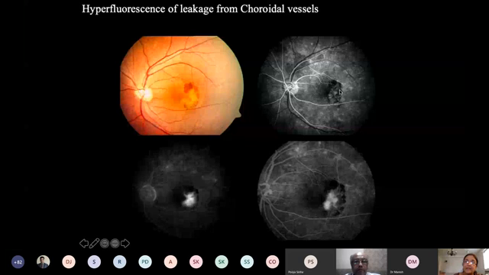And why do I say it's a leakage? Because you see that the margins are becoming blurred and the size is increasing. So you have an early hyperfluorescence, you have well delineated margins, but they become blurred and they become much larger in size. That's why we say that it is a leakage that we are dealing with.